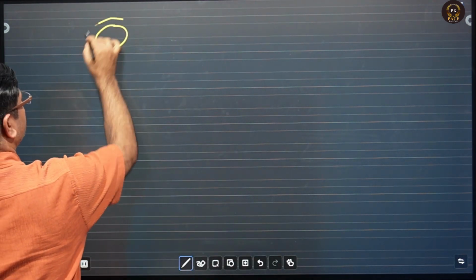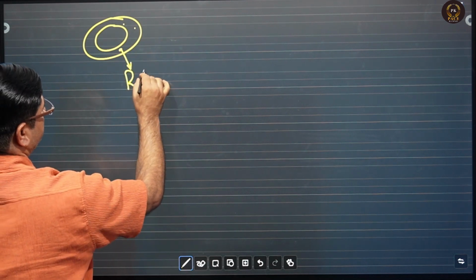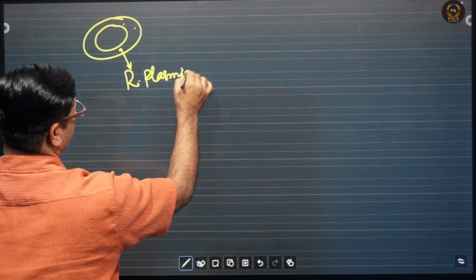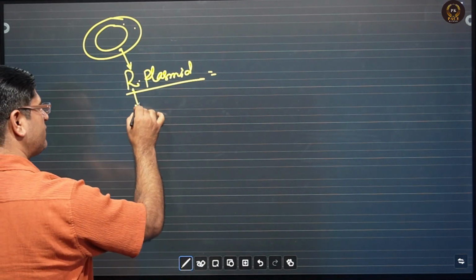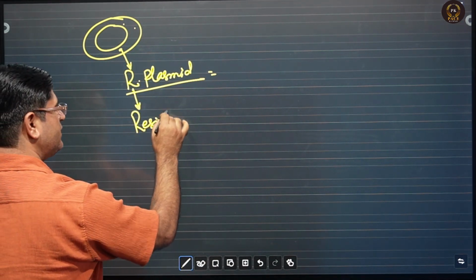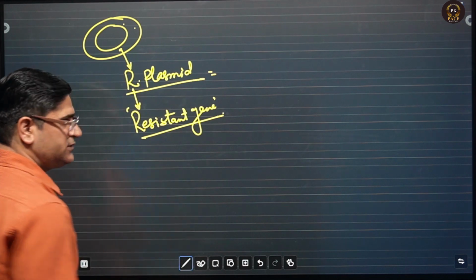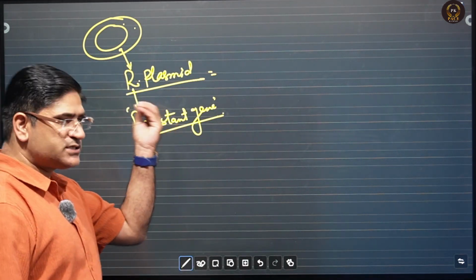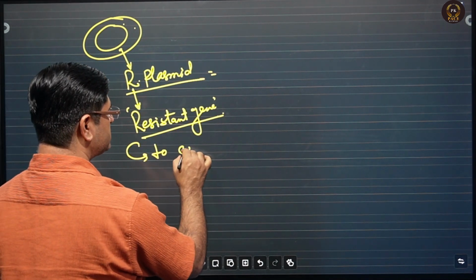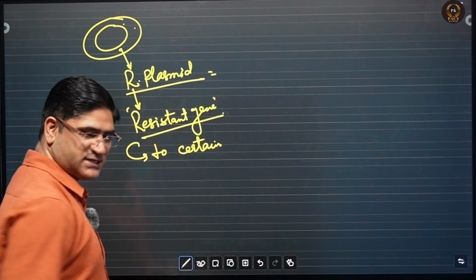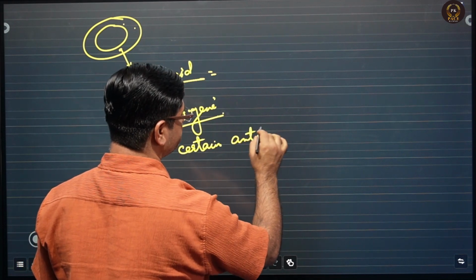In the same manner, within this plasmid DNA there are different genes. There is another gene called the R plasmid gene. R represents a resistant gene. Inside the plasmid, there is one gene which is resistant to certain drugs. This gene has a resistance against certain antibiotics.